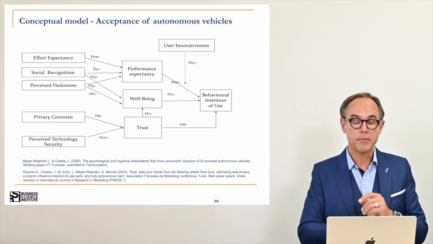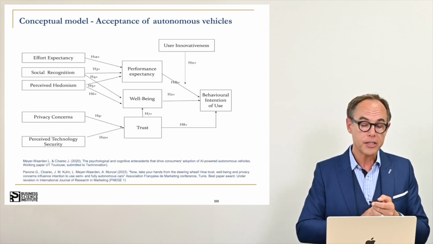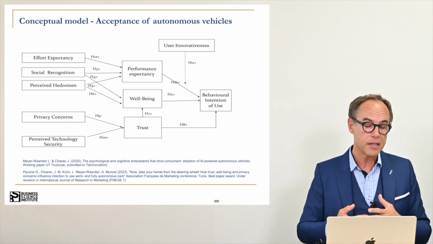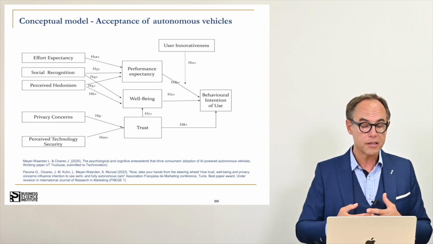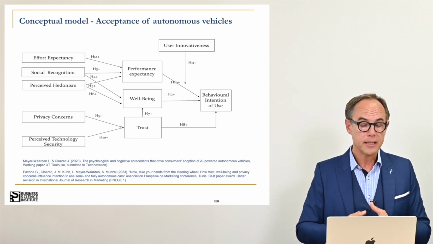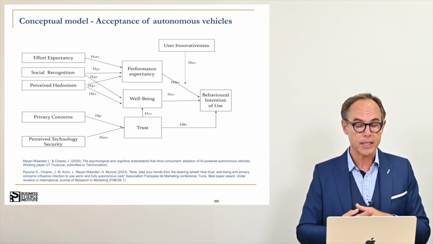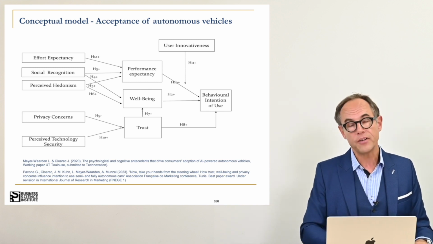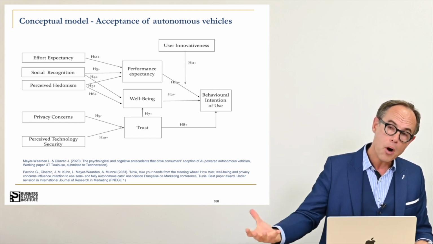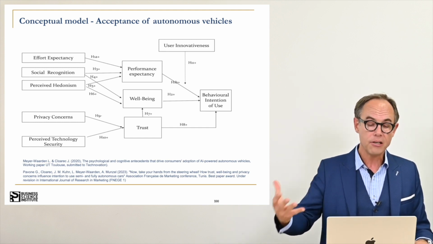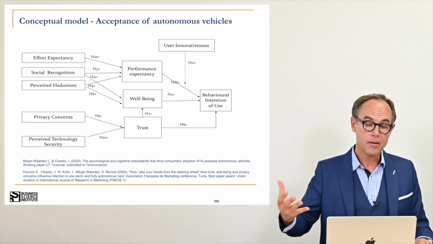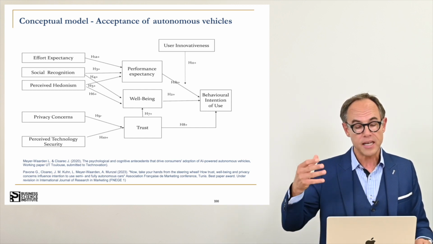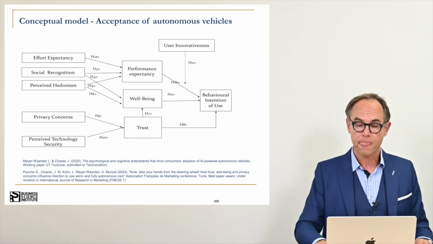Here's the model for autonomous vehicles. Again, you see in the upper part the UT model, impacting positively well-being and performance expectancy. And you have the trust-risk conceptual framework in the lower part, impacting negatively trust and subsequently well-being and intention to use. You have a moderator of user innovativeness, which shows actually the more open customers are to innovation, the more the impact of performance expectancy on behavior intention to use should be amplified, and vice versa.